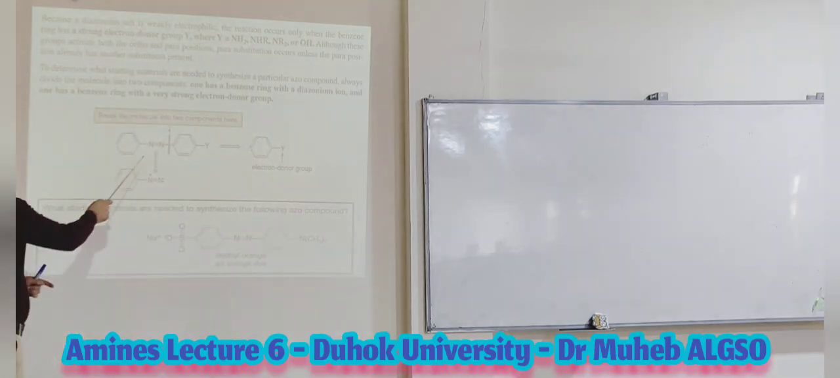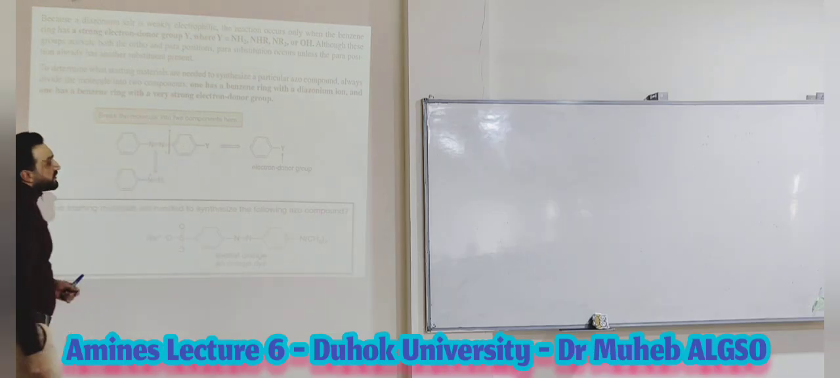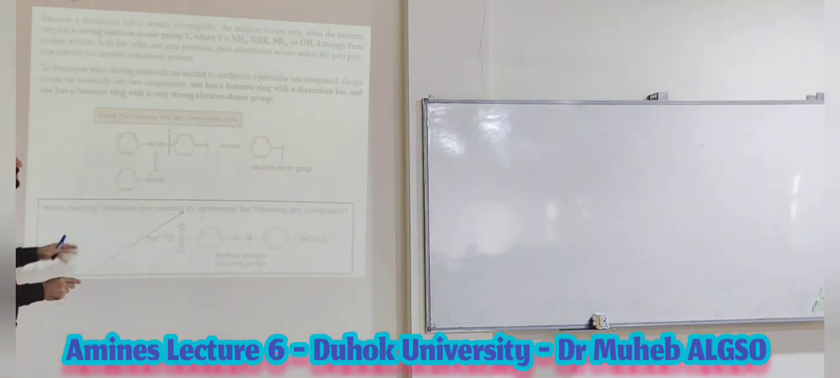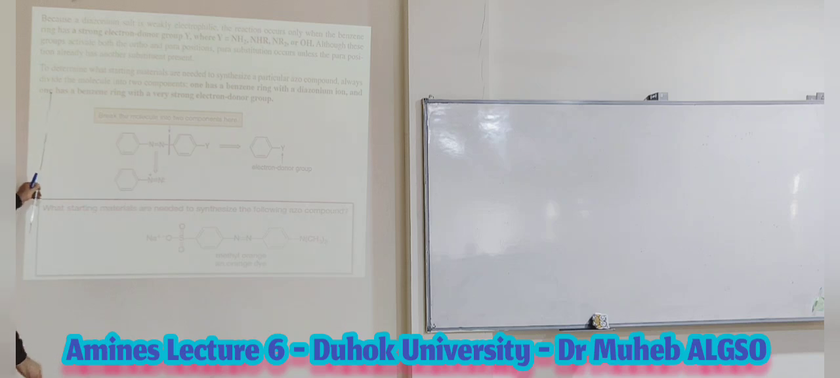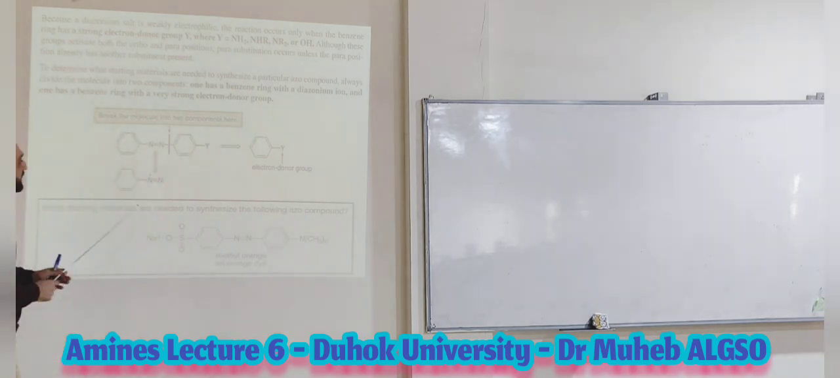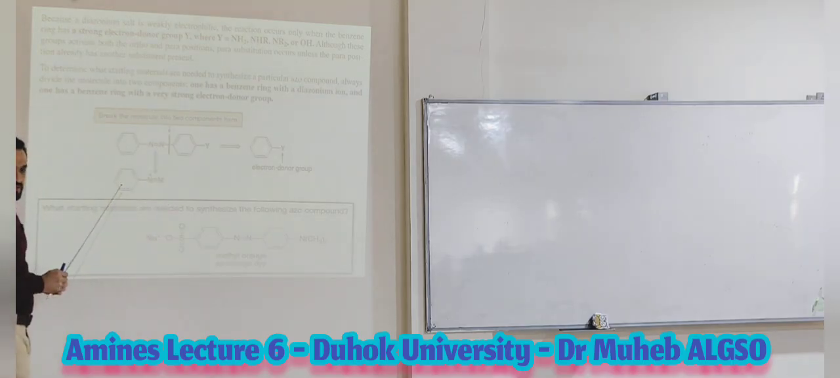So, the same idea here. One has a benzene ring with a diazonium ion. Yes, that one will be the diazonium salt. This is the diazonium ion. Diazonium ion means diazonium salt. Okay, and one has a benzene ring with a very strong electron donor group. So this is the donor group, and this is the diazonium salt.